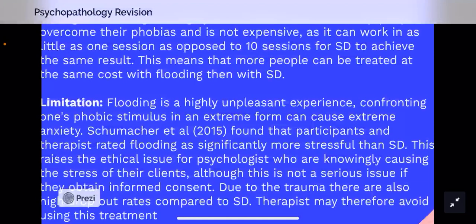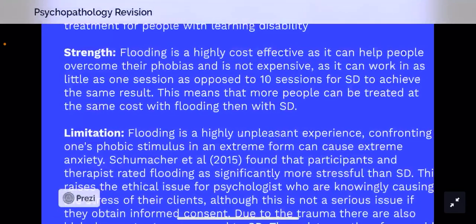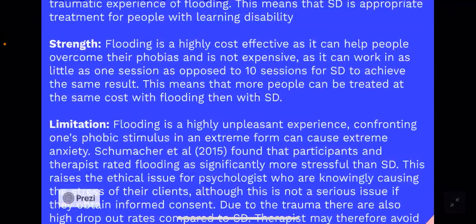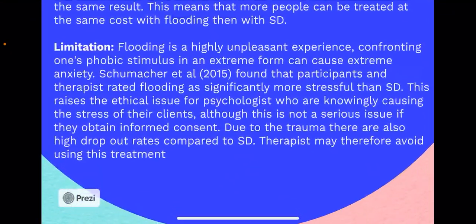And then we've got some information about flooding. So we've got 2 evaluation points here for flooding. Flooding is highly cost effective as it can help people overcome their phobia and is not expensive. It can work in as little as 1 session as opposed to 10 sessions for systematic desensitization to achieve the same results. This means that more people can be treated at the same cost with flooding than systematic desensitization. So it's very cost effective.